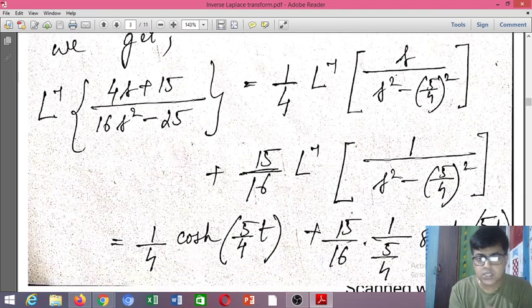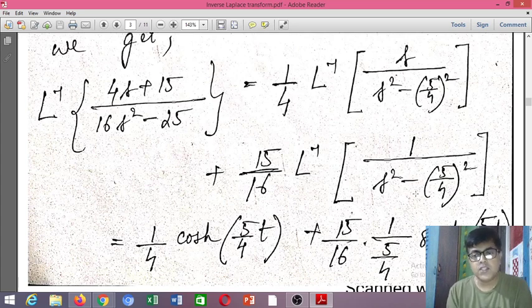As simple as that, because constants will go outside by the linearity property, and hence you are left with L inverse of s by s square minus a square, which is cos hyperbolic (5 by 4)t. It's a very standard result. So we can directly put it over here. So we are doing that. And in the second term, you see it is L inverse of 1 by s square minus (5 by 4) whole square. Again, it's a known form. L inverse of 1 by s square minus a square, which is sine hyperbolic at, divided by a.